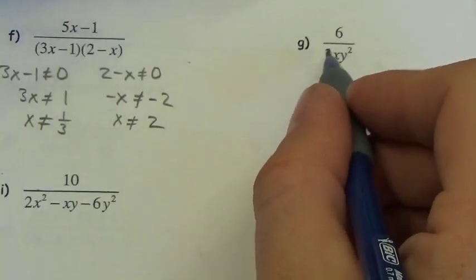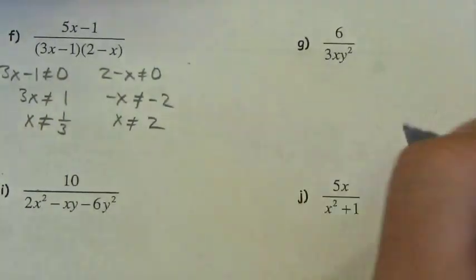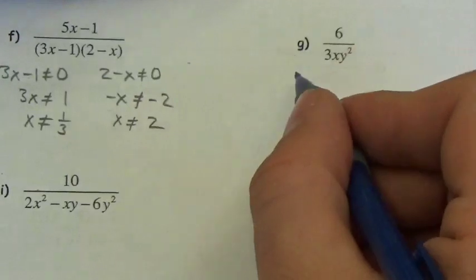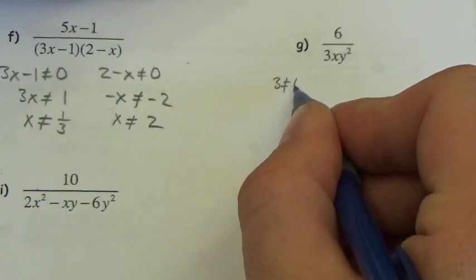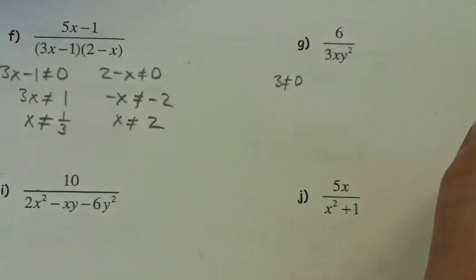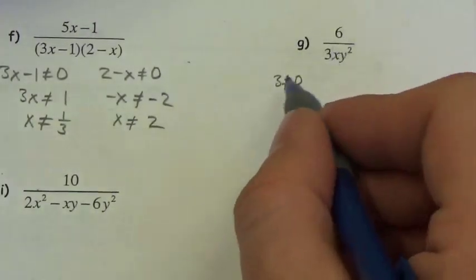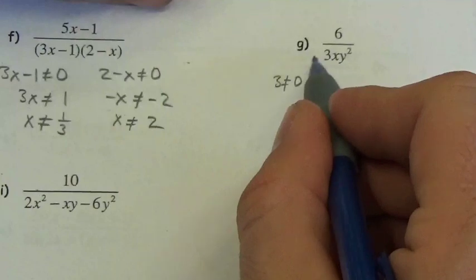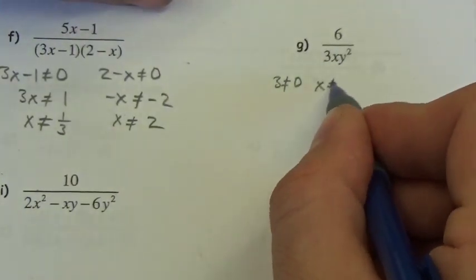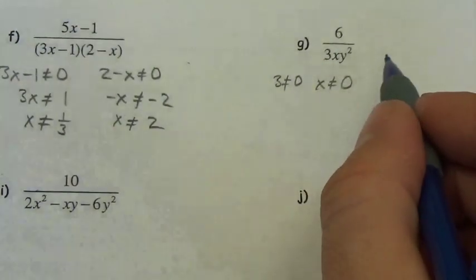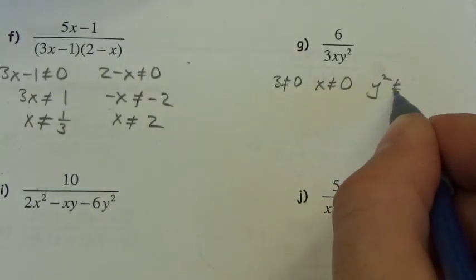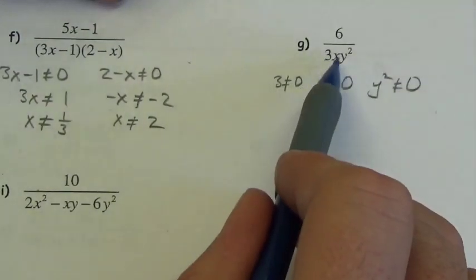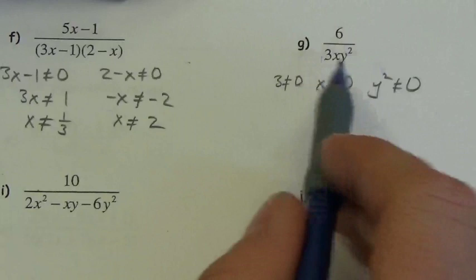Now, there are really 3 factors, well there's 4, but there's 3 different factors here. I cannot allow 3 to be equal to 0. Well, that's okay. 3 isn't 0. In fact, that's kind of a ridiculous statement to make. However, I'm trying to make a point here. That factor can't be 0. X cannot be 0. Y squared cannot be 0. None of those factors can be equal to 0 or else the whole denominator goes to 0.